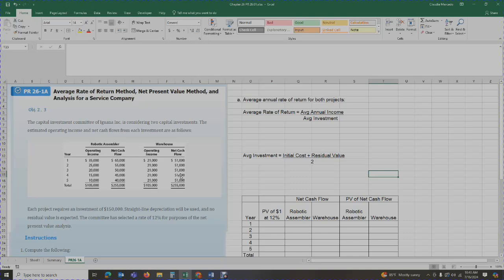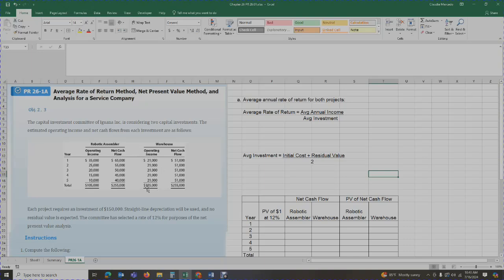Now, if you look at the total here, regardless if we select the robotic assembler or the warehouse, my operating income for both projects is $105,000 and my net cash flow is $255,000. The only thing that changes is the order and where the operating income is coming on. If we look at the robotic assembler, the majority of the income is being obtained in the first years of operations. For the warehouse, it is steady at $21,000 per year.